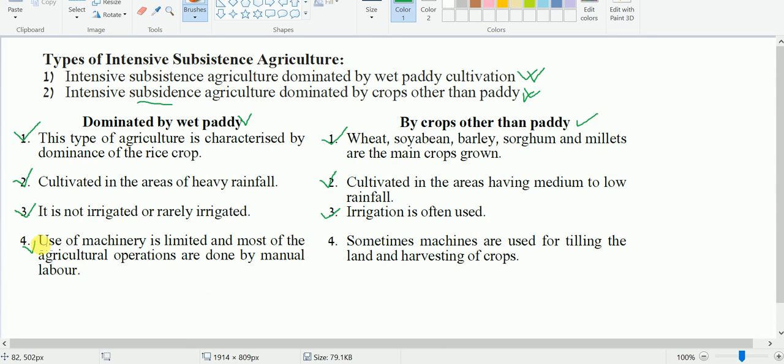The fourth point of difference is that use of machinery is limited, and most of the agricultural operations are done by manual labor. Actually, in the case of rice farming, paddy cultivation, machines are rarely used, and most of the agricultural operations are done by hand. And in the case of agriculture by crops other than paddy, sometimes machines are used for tilling the land and harvesting of crops. So when we grow wheat and millets, even in India, in Punjab, Haryana, then Western UP, we find use of machines, tractors, power tillers, for growing and harvesting the crops. So these are the main differences between the two types of intensive subsistence agriculture.